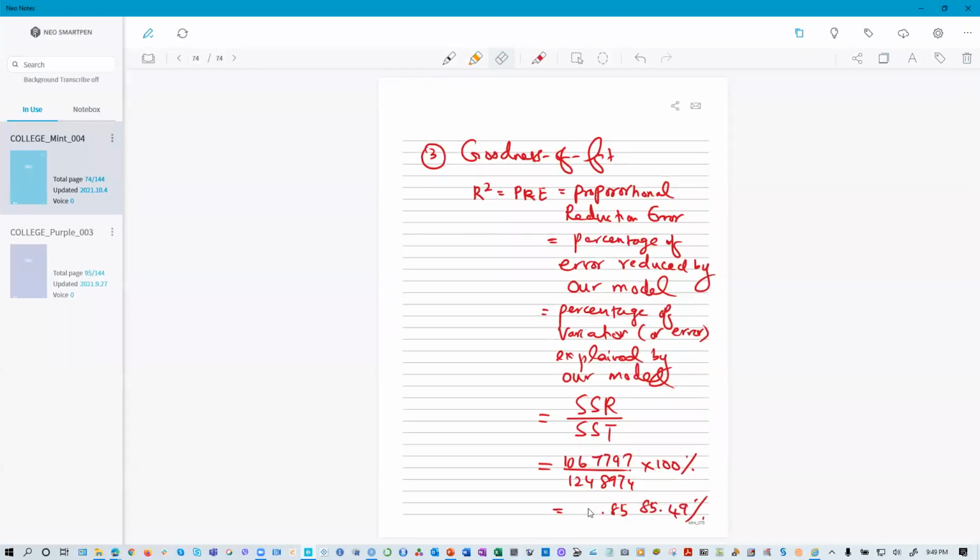R squared. See, that means good. It's around more than 80% being explained. That's a good model. This is a good model.